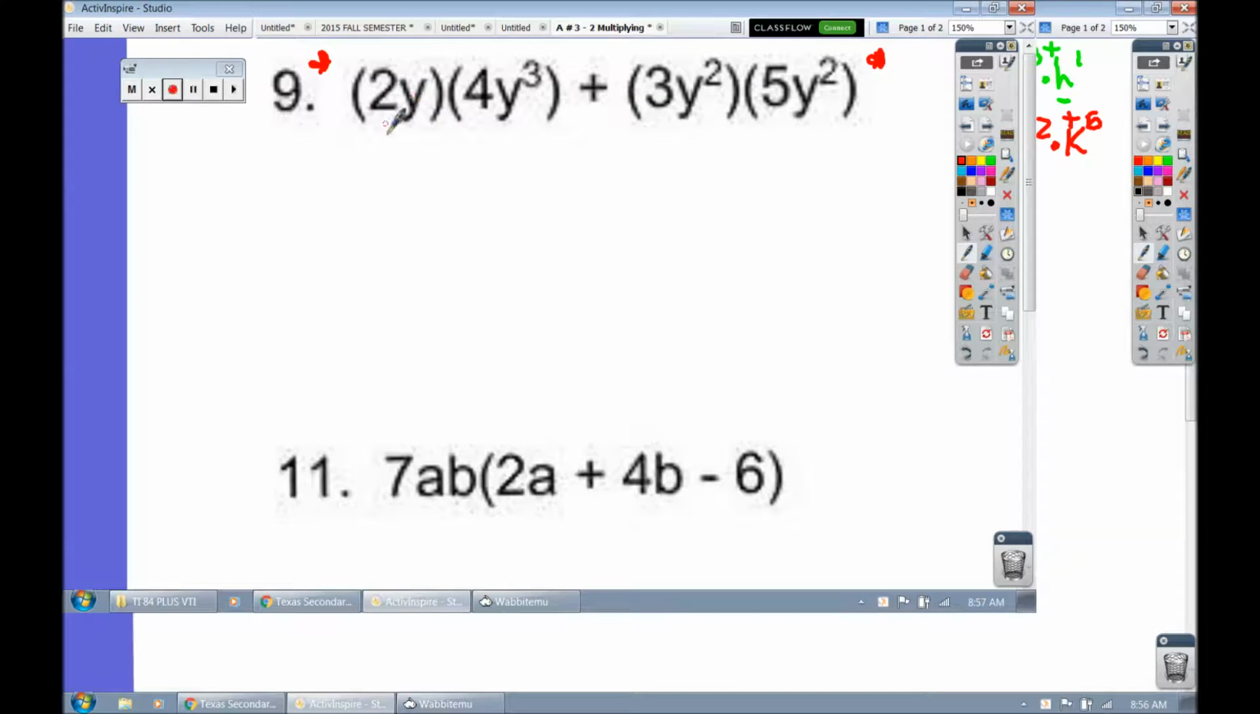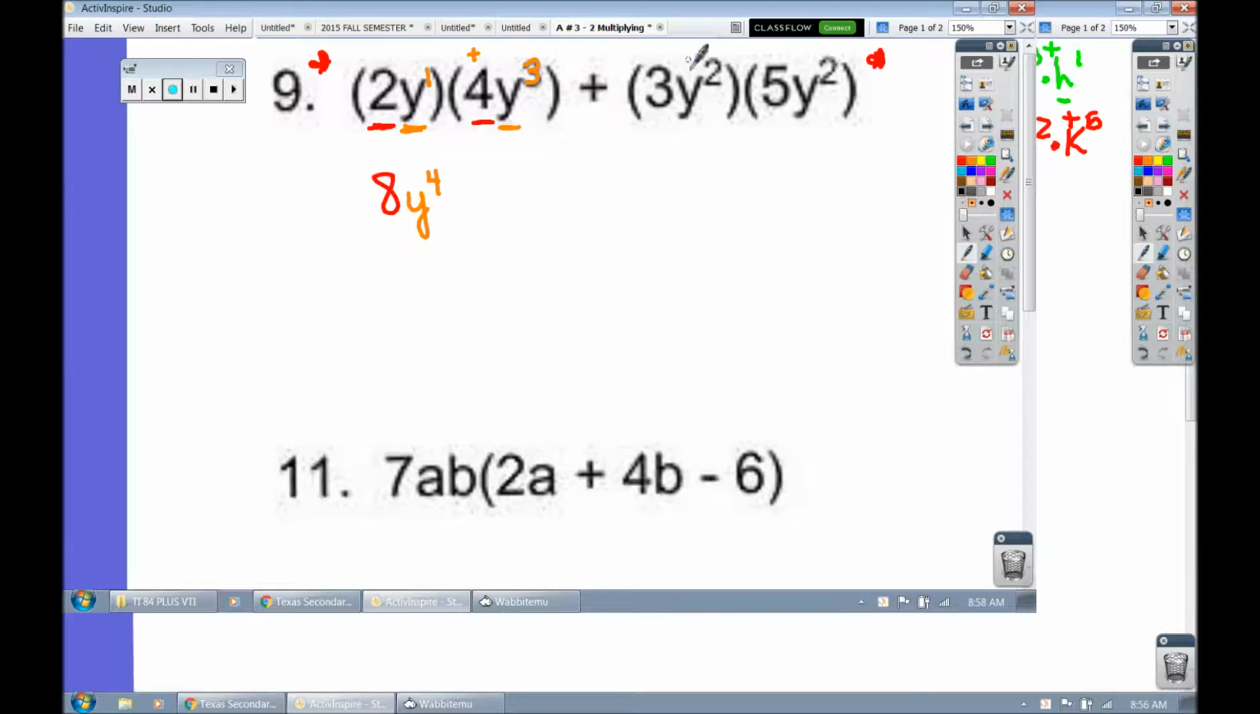So let's start on the left here. Let's start with our numbers. 2 times 4, that gives me 8. And so you guys are getting good enough now, I hope, to where I don't have to write out the letters here. y to the first times y to the third. We're just adding those exponents. 1 plus 3, that would be y to the fourth.